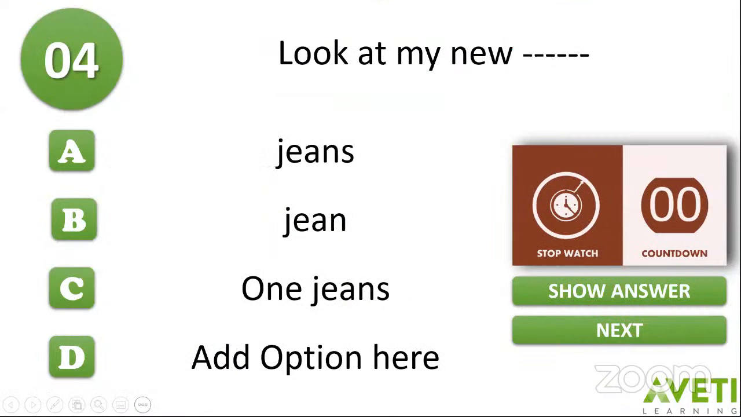Okay. So now let's go to the quiz, children. Now give me the right option. Look at my new dash. Whether it will be jeans, jean or one jeans. So your countdown begins now. Put in the right option. Look at my new dash. A, B, C, choose the right option.